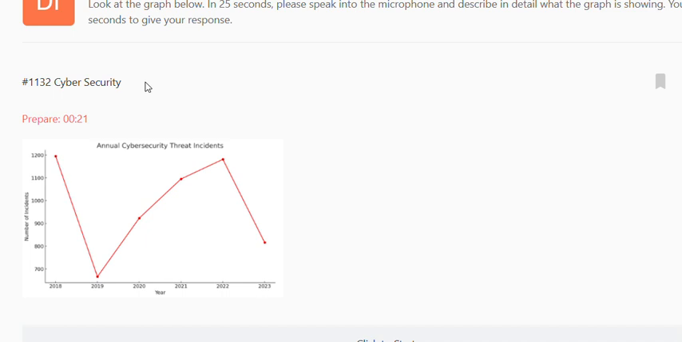Back to the graph. Cybersecurity from 2018 to 2023. Annual cybersecurity threat incidents. Number of incidents. Okay. Annual cybersecurity incidents. It was the highest during 2018 with 1,200.